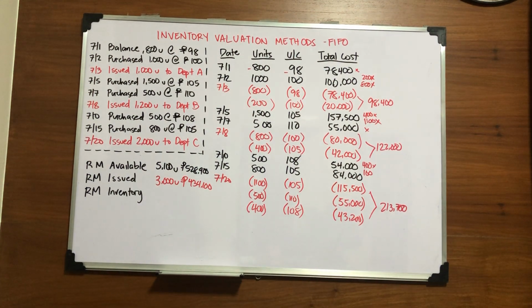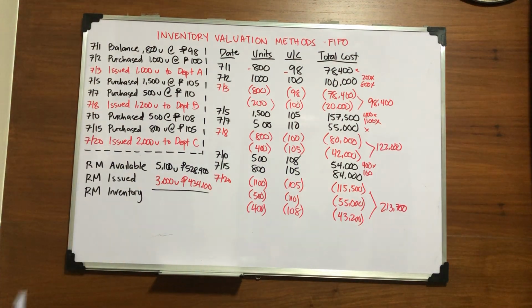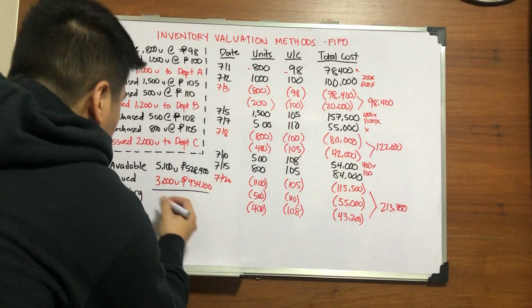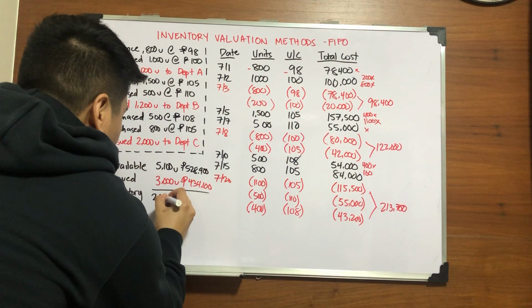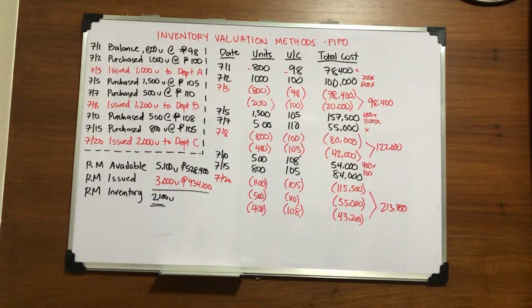Okay, so to get this one, 5,100 units less 3,000 used, you would be getting 2,100 units. And for your peso amount, subtract 528,900 less 434,100, you'd get 94,800.